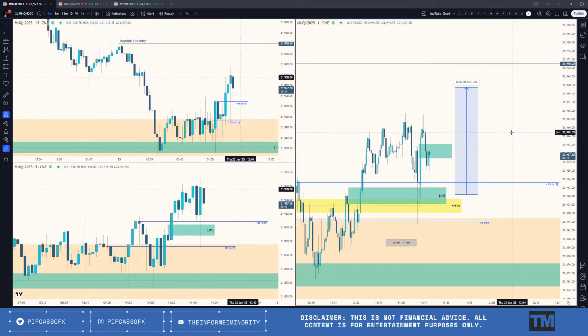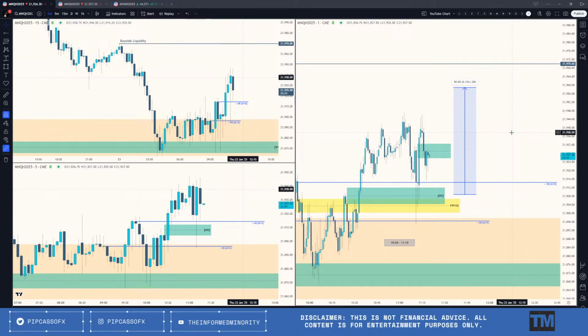But yeah, the bodies are respecting yesterday's first presented fair value gap, so it looks pretty. Could still see a little bit more price action higher, but still, this is not really preferred, you know.